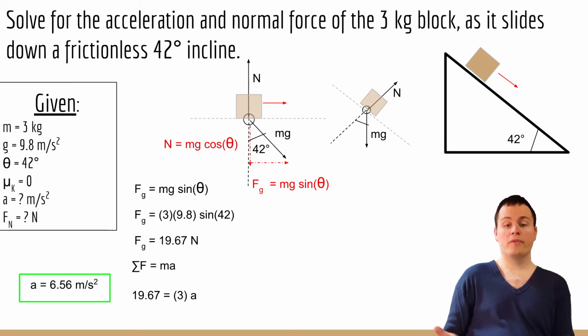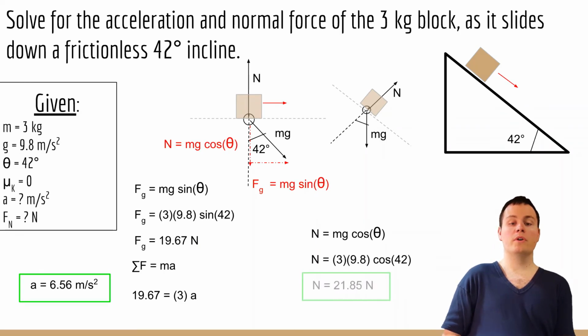Next, they're asking for the normal force, and to do that, it's actually pretty easy. We know it should just be the new x component of force of gravity, which we can solve by doing mg cosine theta, and we have all those numbers. We just plug them in, and we can solve for the normal force, which is equal to 21.85 newtons.